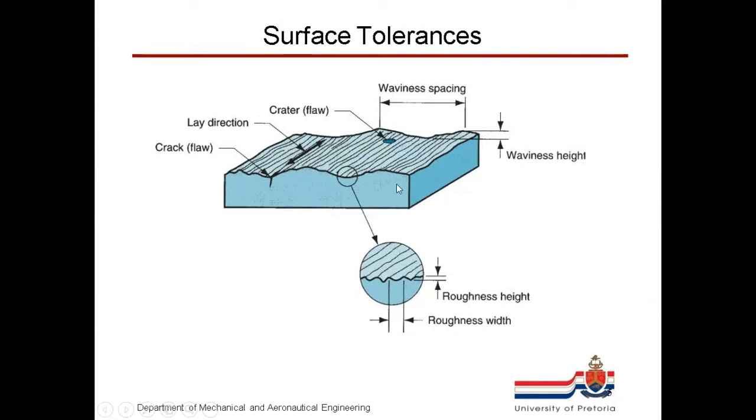So if we zoom out a little bit, then a typical material surface could look something like that. And there we have, if we zoom back in again, a roughness height. And that roughness height is basically your surface finish. It's a measure of how smooth the surface is of the material.